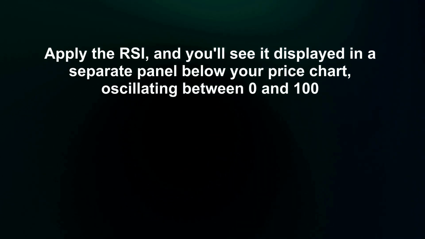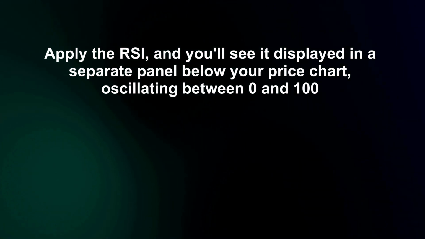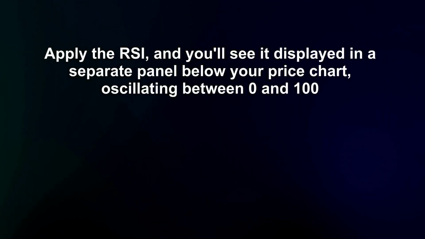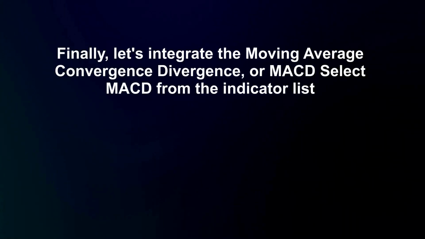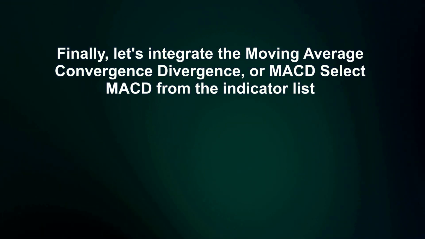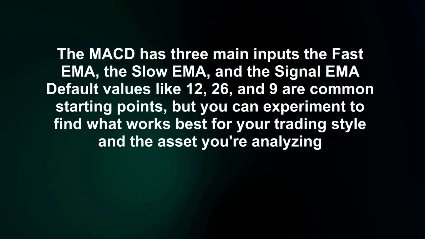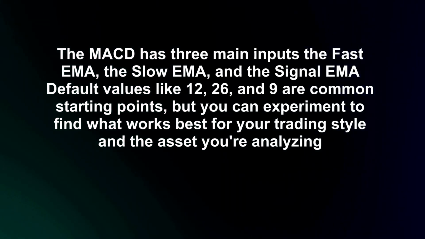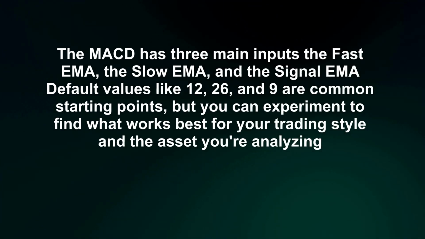Apply the RSI and you'll see it displayed in a separate panel below your price chart, oscillating between 0 and 100. Finally, let's integrate the moving average convergence-divergence, or MACD. Select MACD from the indicator list. The MACD has three main inputs: the fast EMA, the slow EMA, and the signal EMA.